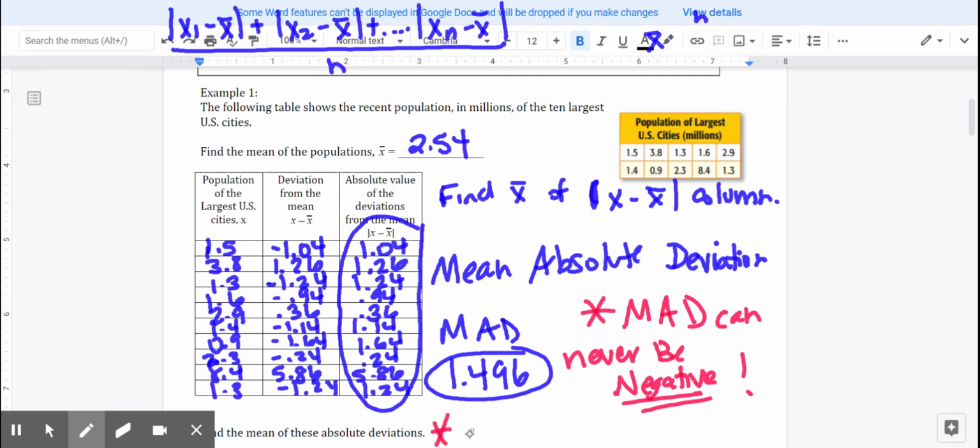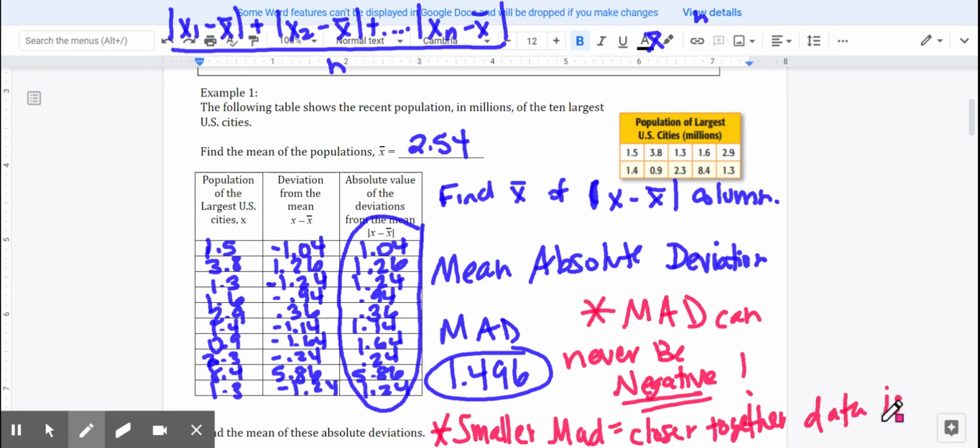The other thing we need to know is the smaller my MAD is, means the closer together my data is. This is why it's a measure of spread, because it helps me tell how far apart the whole data set is. So again, the smaller my number of MAD, the closer together the data set is. And these are relative based on two different data sets. I can see that 1.496 is small, meaning my data set was close together, but compared to 0.96, this would mean a farther apart data set.